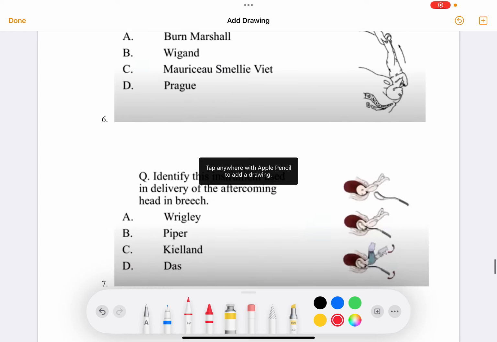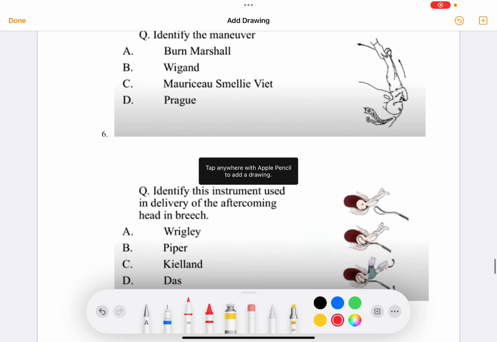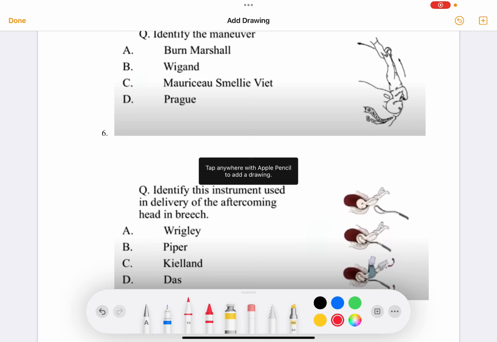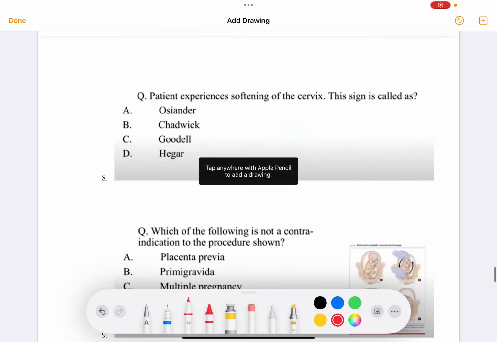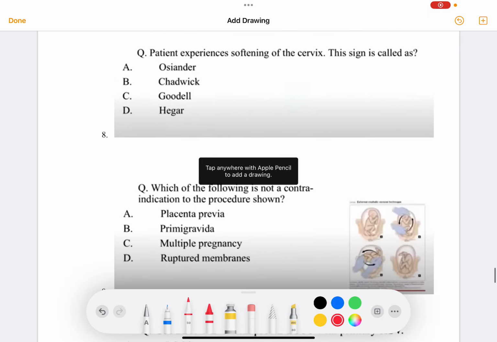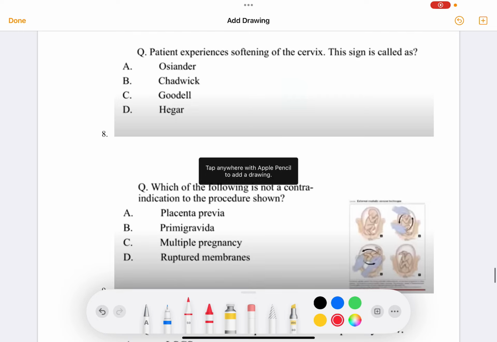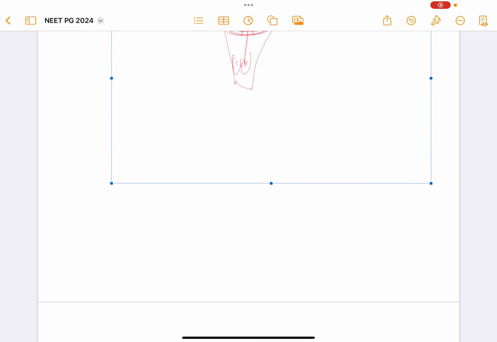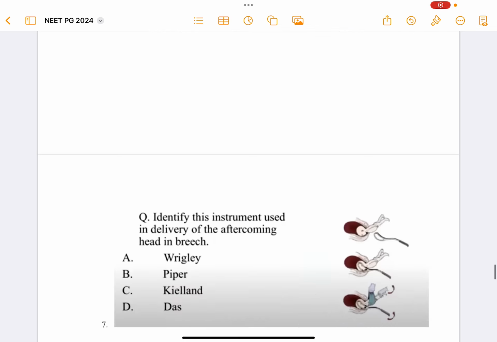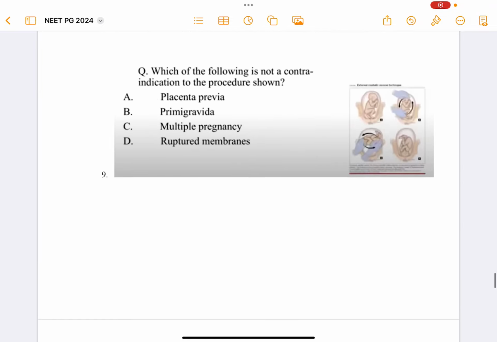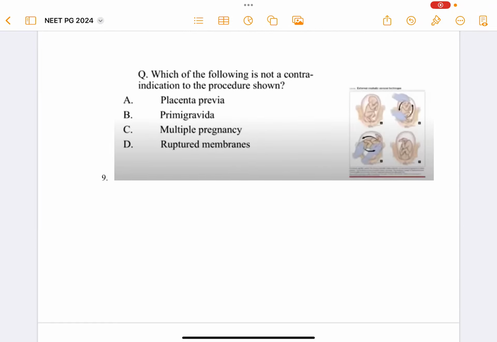The second question is also there. Identify the delivery of the aftercoming head. So what is the instrument which is used? Piper forceps. B is Piper forceps, which is used for aftercoming head of breech. And the third question of breech which came is question number 9, which asks which of the following is not a contraindication for the procedure shown.